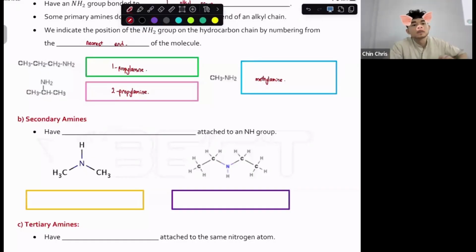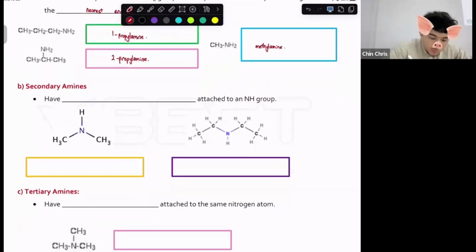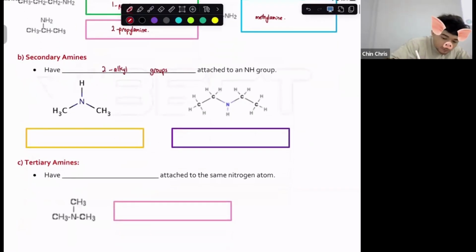Alright guys, next we have a secondary amine. For secondary amine, remember they have 2 alkyl groups. So there are 2 alkyl groups attached to NH. Just now my N has 2 hydrogens, now one of the hydrogens is being substituted by an R group. So you have 2 alkyl groups present. So this amine, we call it dimethylamine.